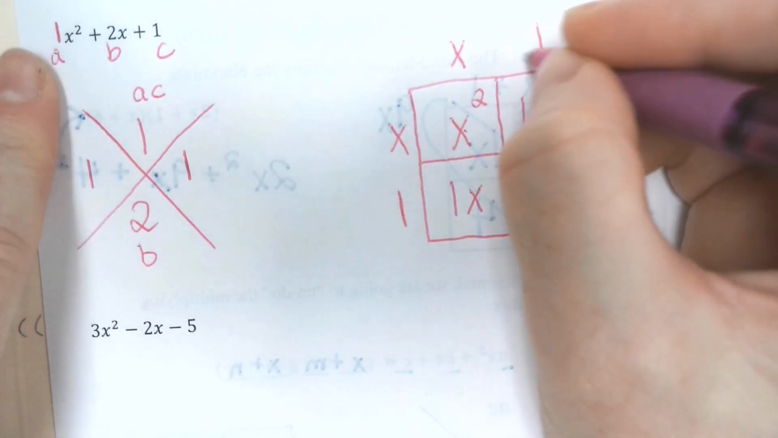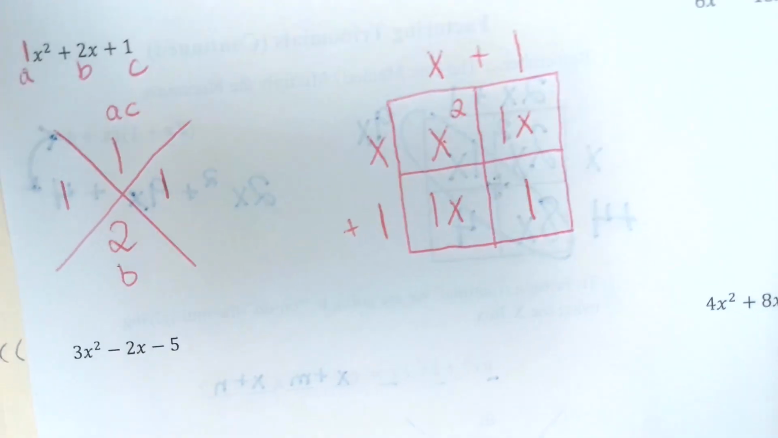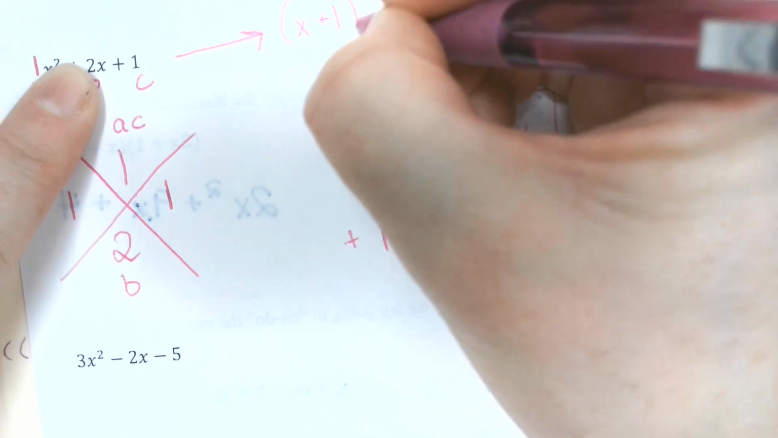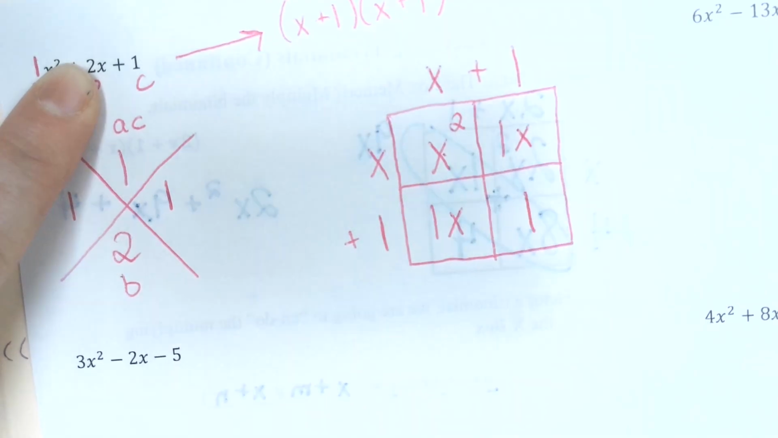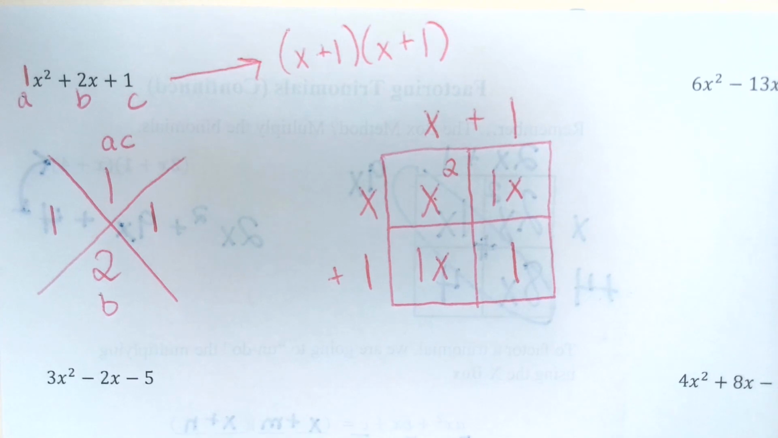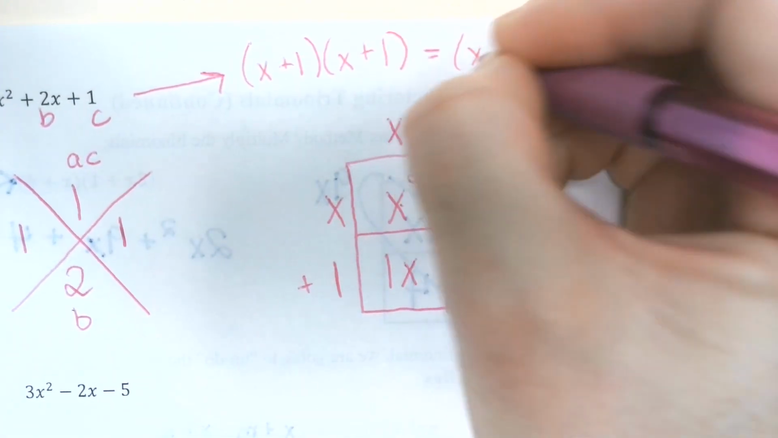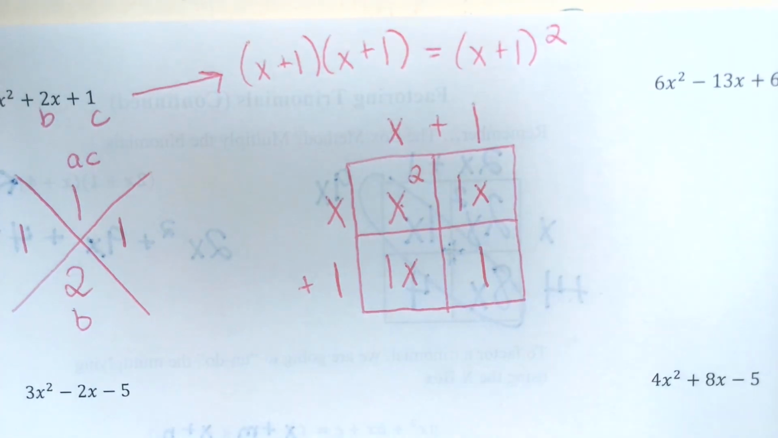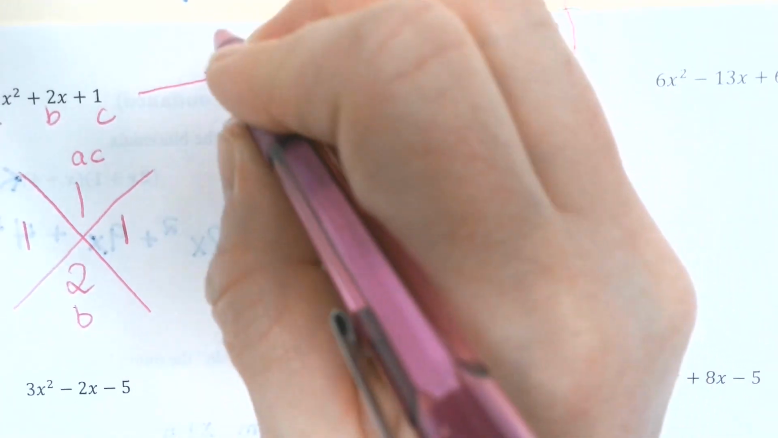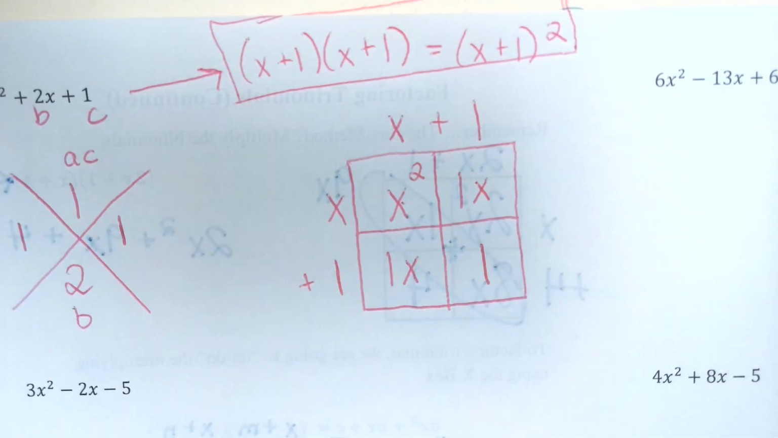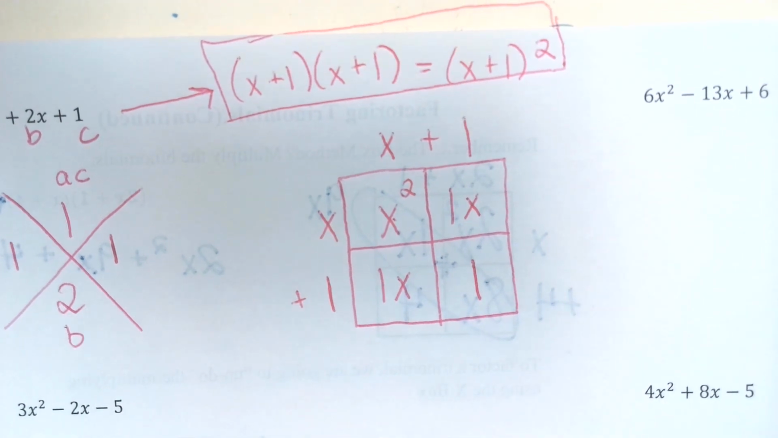And I don't have any negatives, so I know this is going to be plus. I'm going to write my answer up here. So this is going to be x plus 1 times x plus 1. But we can shorten this by saying this is x plus 1 to the second power. Okay, go ahead and set up the next one.